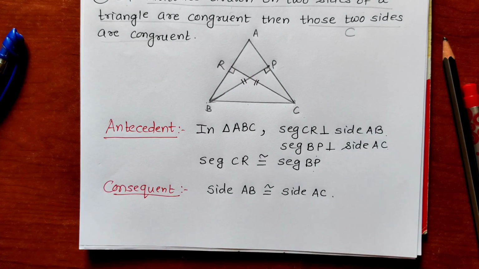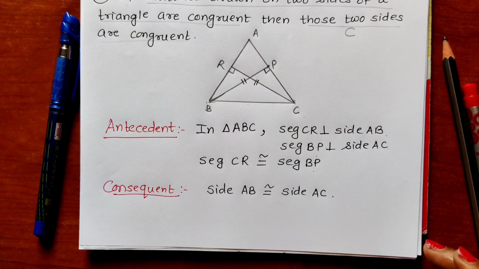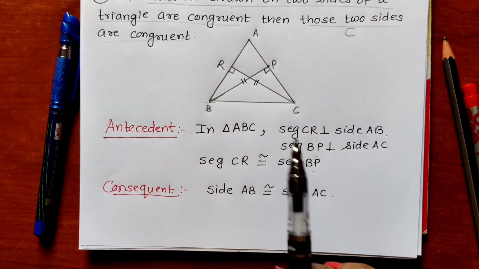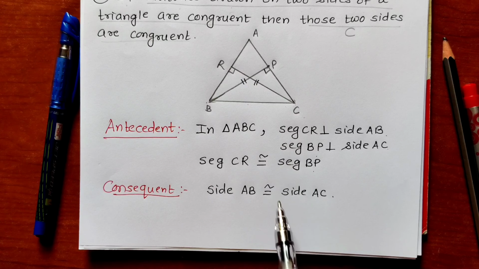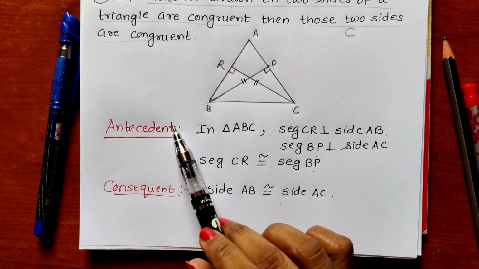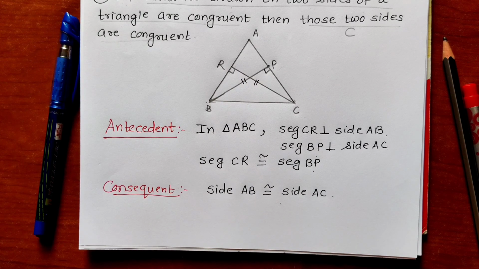So if you practice it properly, it will become very easy to draw the diagram also, and to write given and to be proved. That is antecedent and consequent.